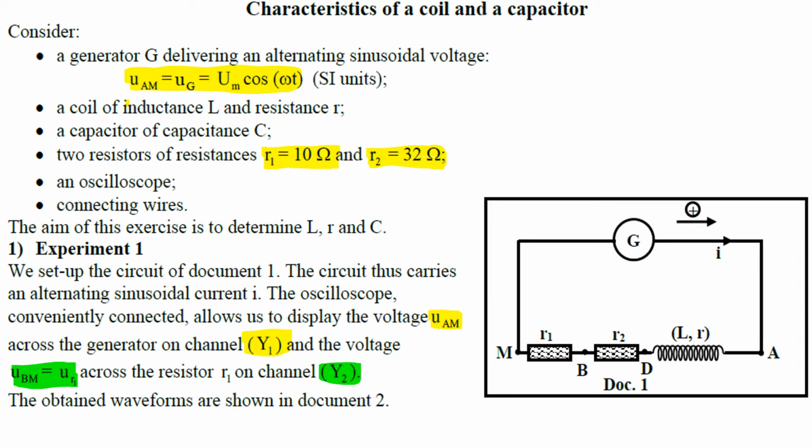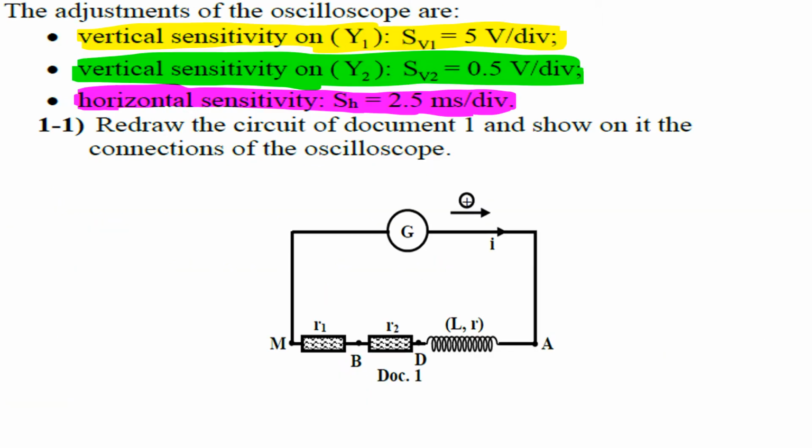The circuit thus carries an alternating sinusoidal current I. The oscilloscope, conveniently connected, allows us to display the voltage UAM across the channel Y1 and UBM across the channel Y2. We obtain the waveforms that are shown in document 2. First part, we have the sensitivity there. First part, redraw the circuit of document 1 and show on it the connections of the oscilloscope.